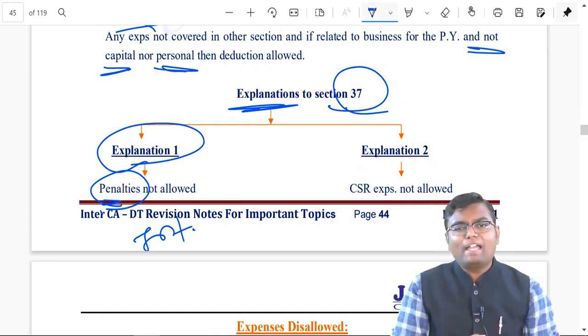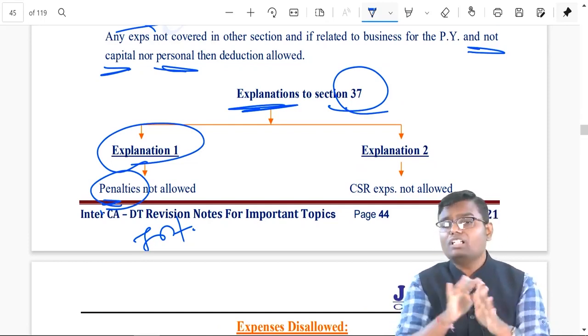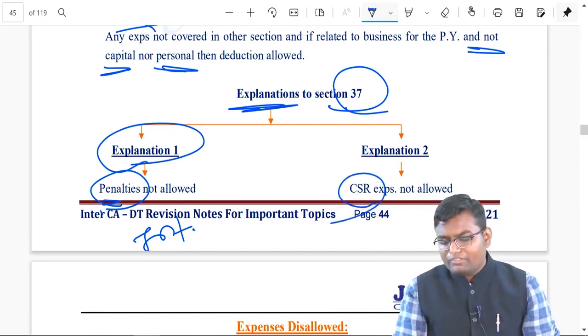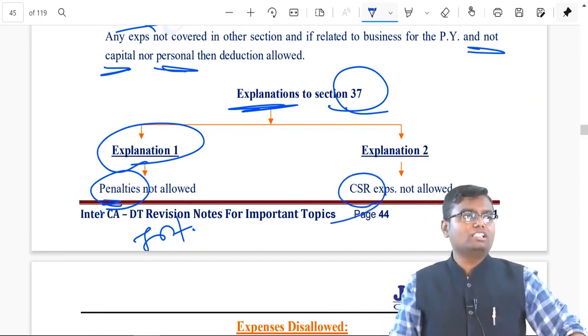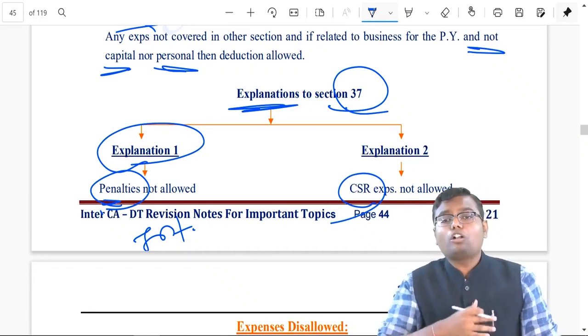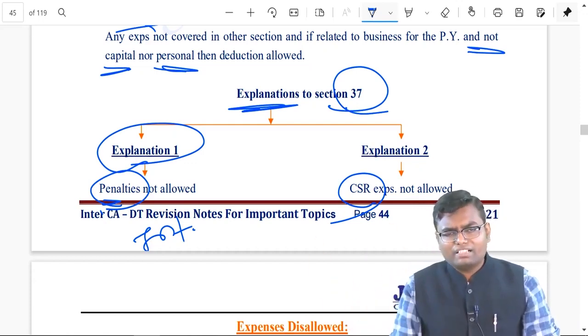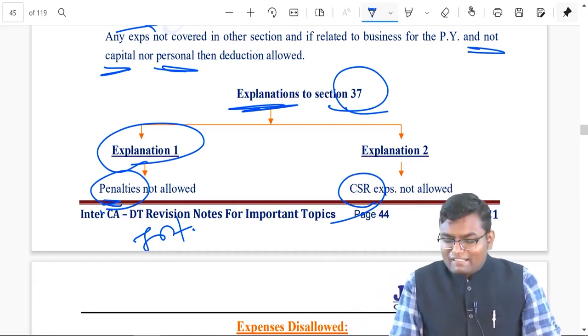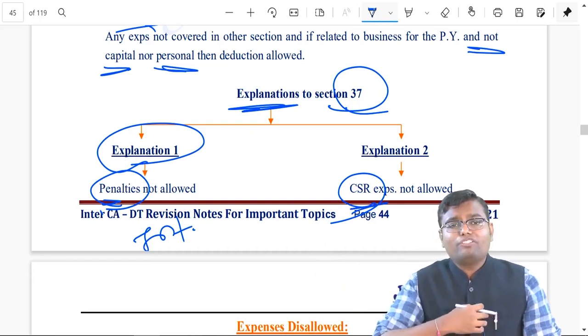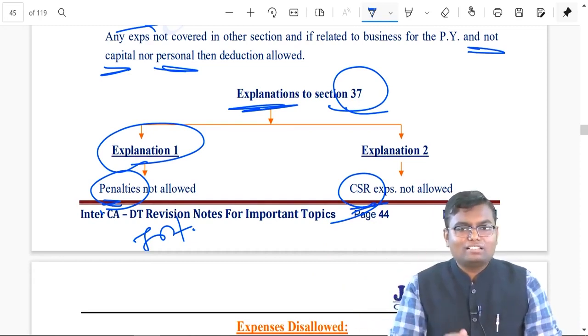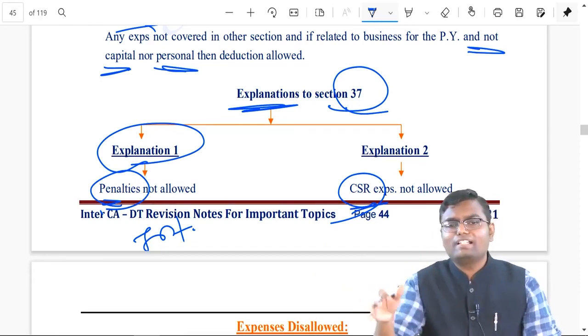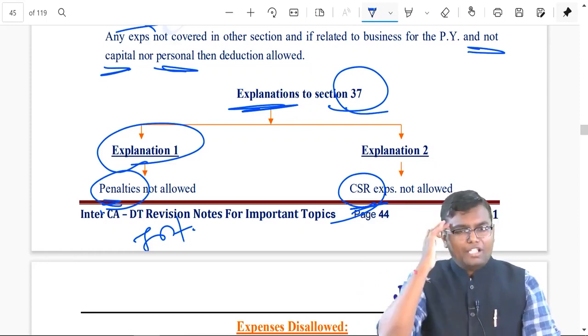But late fee, penalty, it is always not allowed as a deduction. Second, any CSR expenditure as per section 135 of the Companies Act, corporate social responsibility by certain companies, etc. That CSR expenditure actually is a profit appropriation, it is not your expenditure, and as per Explanation 2, you will not get deduction of that also. Are you understanding this, people?